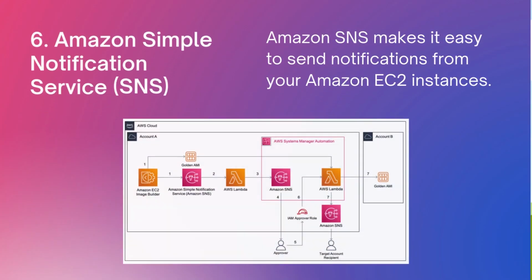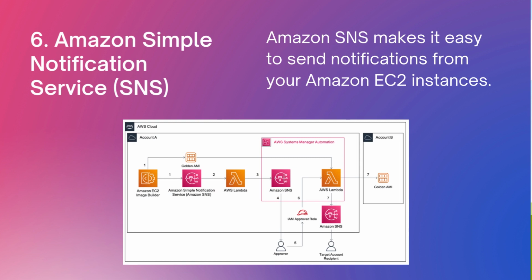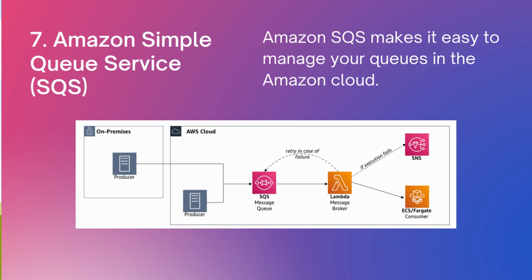Next service we are having is Amazon Simple Notification Service, also known as the SNS service. So SNS actually provides for notification delivery. So SNS makes it easy to send notifications from our Amazon EC2 instances. Next service we are having is Amazon Simple Queue Service, that is also known as the SQS service. So the SQS service provides for queue management. So SQS makes it easy to manage our queues in the Amazon cloud.